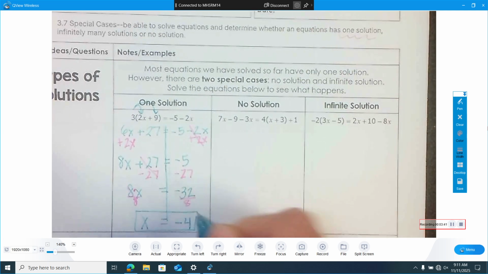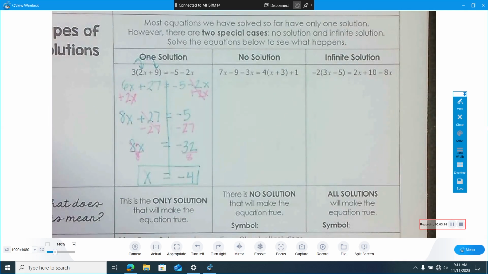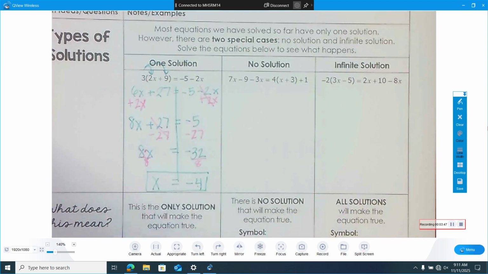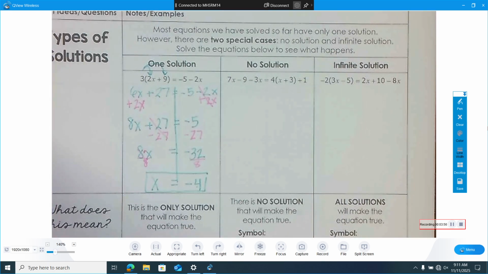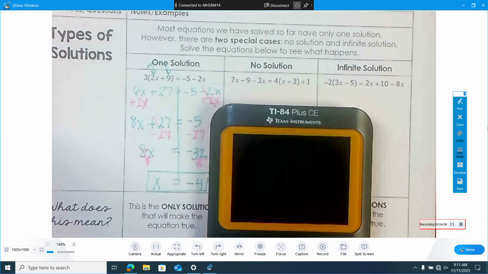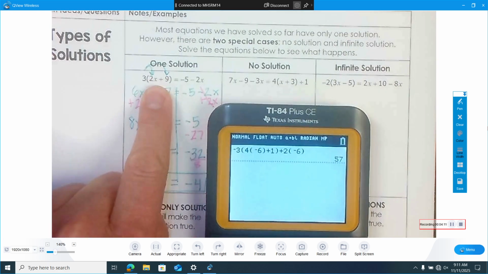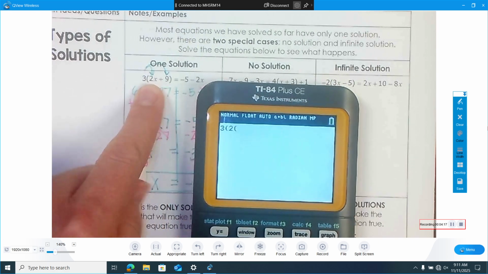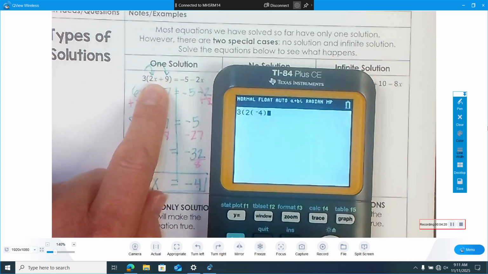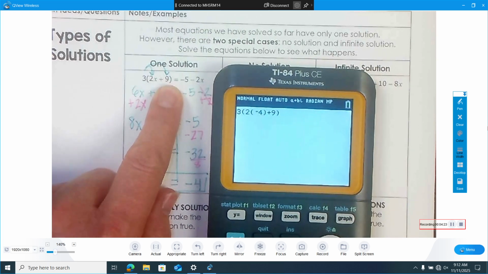All right. So we got one solution for this problem. There's only one answer that we can plug back in and show balance. So if I take that -4 and plug it back in both places, our equation would be totally balanced. I guess I'll show you that so you can see what that looks like. So we can always check our answers. And again, I'm just going to take that -4 and plug it right back in to my left-hand side here. So 3 parentheses 2 parentheses in place of x, I'm plugging in my -4. And I have my plus 9 and my parentheses. So there's the left side.